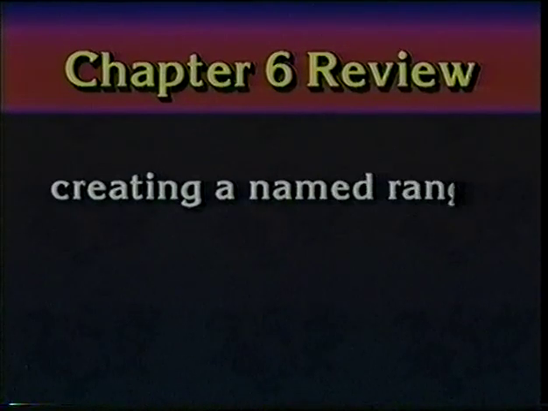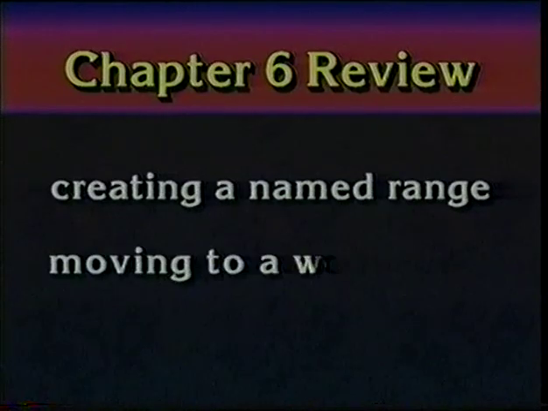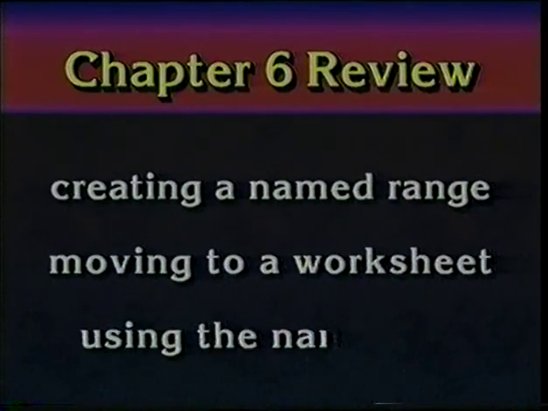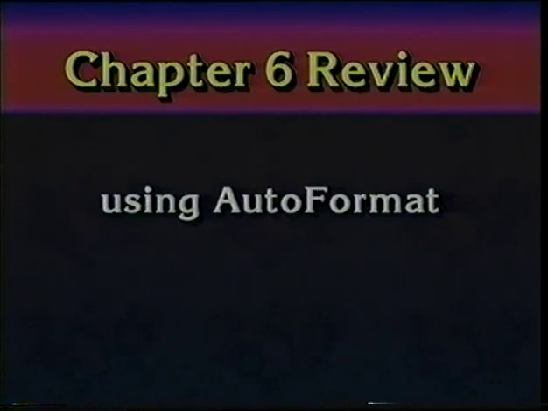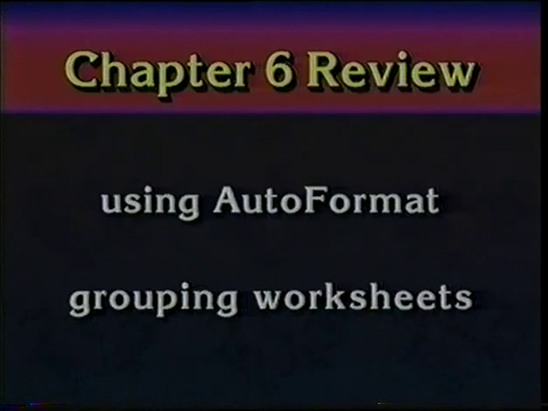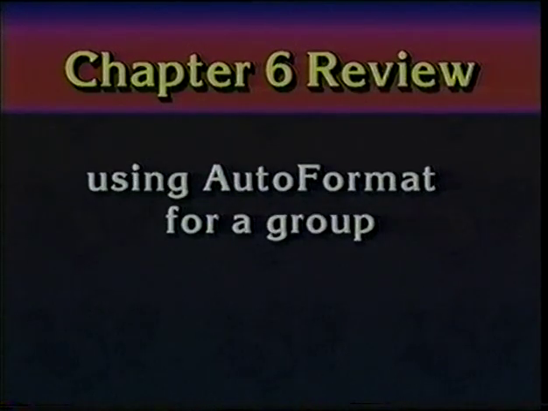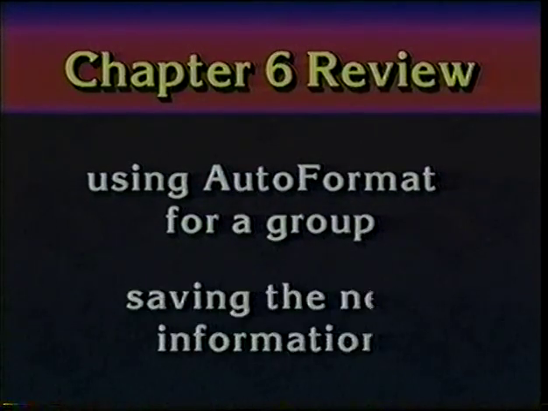Let's review what we've covered in this chapter. We created and named a range. We moved to another worksheet, then used the name box to return to the named range. We used auto format to format a range. Next, we grouped several worksheets, applied auto format to all of them at once, and saved the changes.